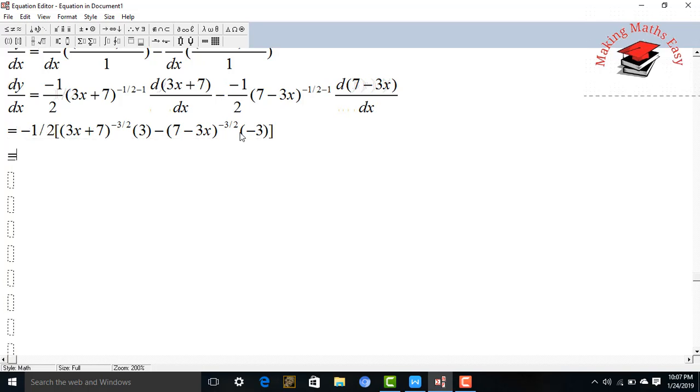So now we have got the answer as we can take 3 as a common. So after taking 3 as a common, we will get minus 3 divided by 2, and put a square bracket and write 3x plus 7 raised to 3 by 2, raised to minus 3 by 2.